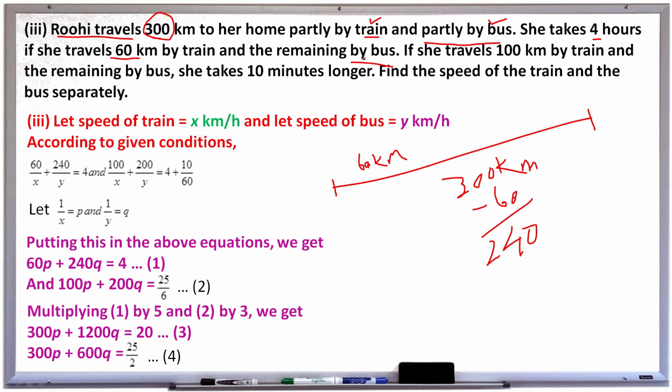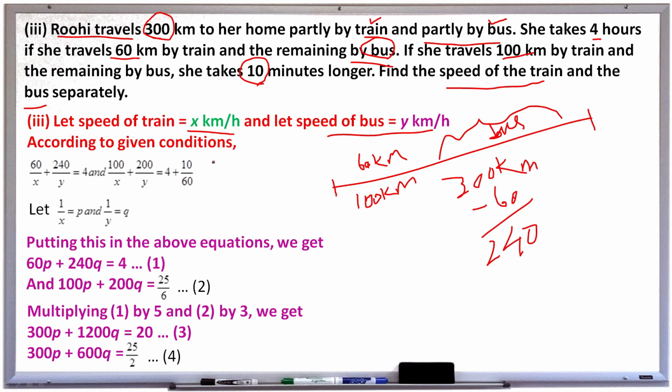she travels by bus. If she travels 100 kilometers by train and the remaining kilometers by bus, she takes 10 minutes longer. She takes more time to complete. So find the speed of the train and the bus. Let the speed of the train be x kilometers per hour, and the speed of the bus be y kilometers per hour.